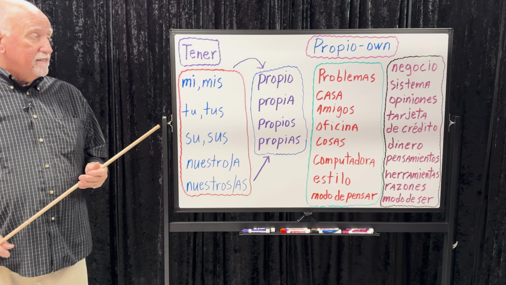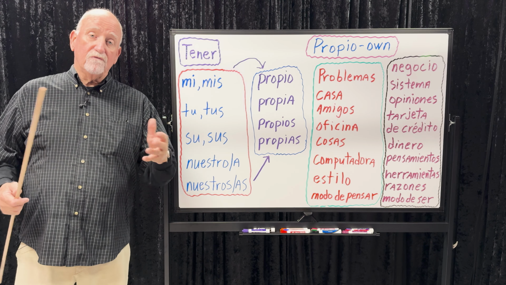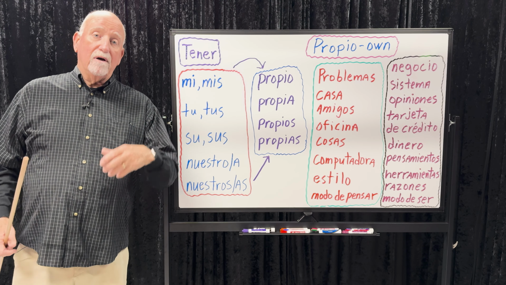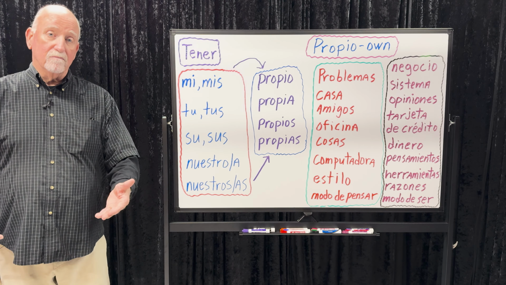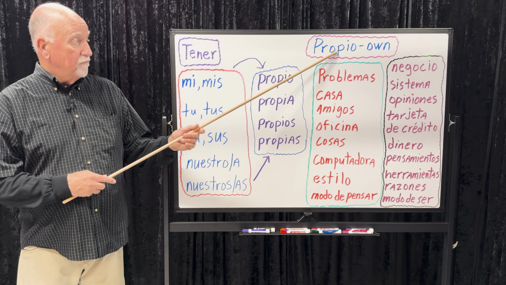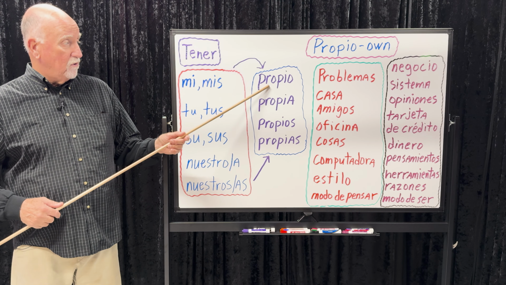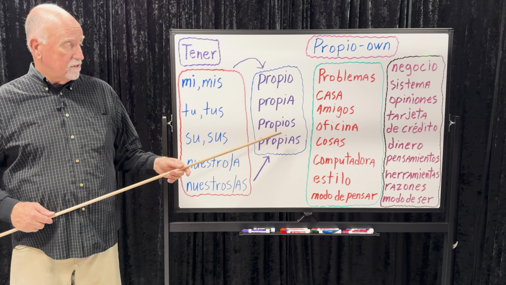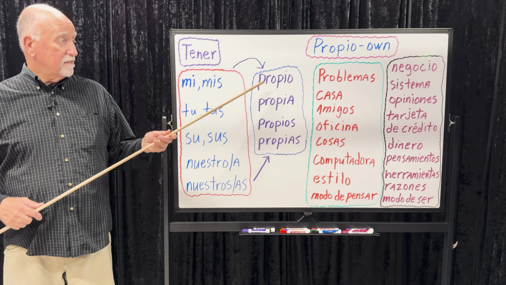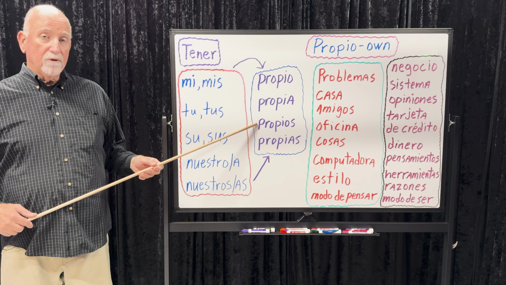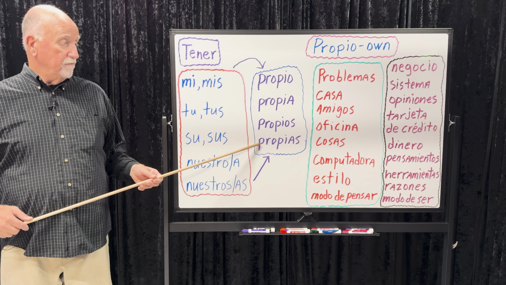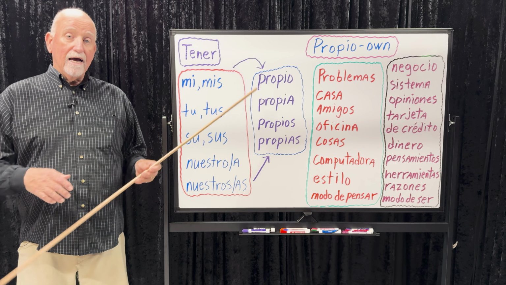Our lesson today is how to use expressions and phrases with the word own, like my own friends, his own business, my own problems. The word is propio, and it has four forms: propio, propia, propios, and propias. Obviously, this is masculine singular, feminine singular, masculine plural, and feminine plural. These have to agree with a noun that follows them.